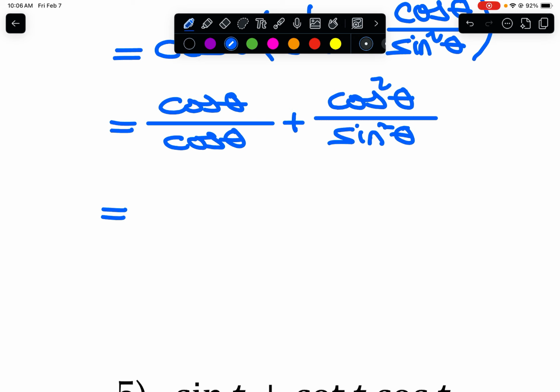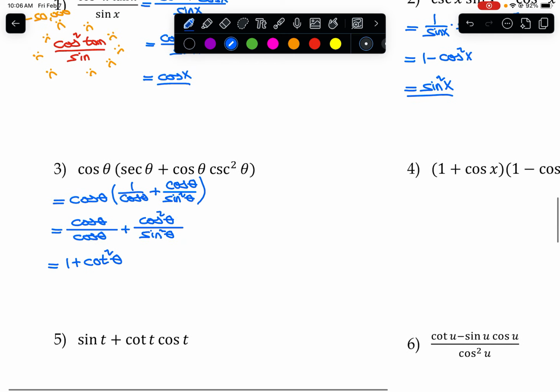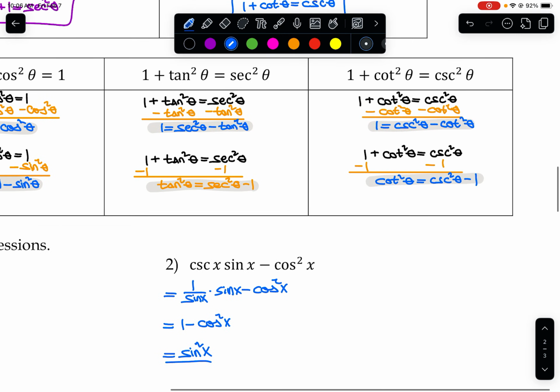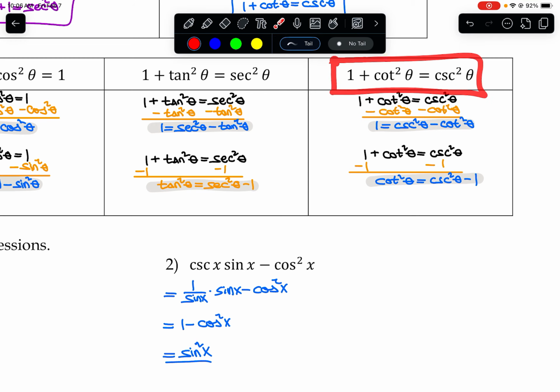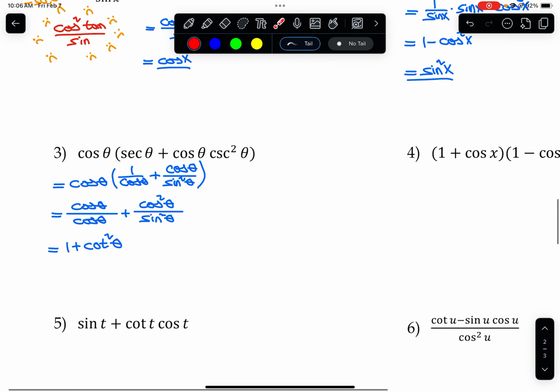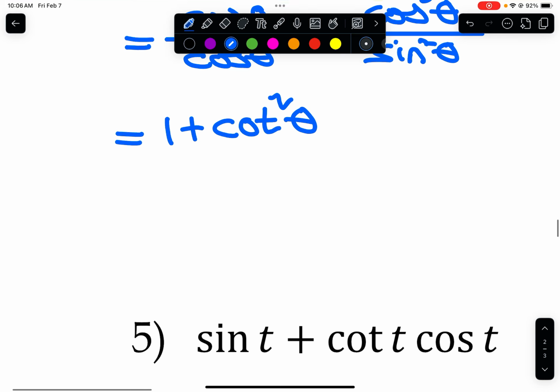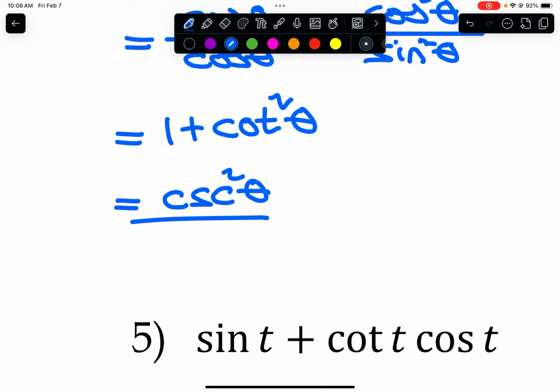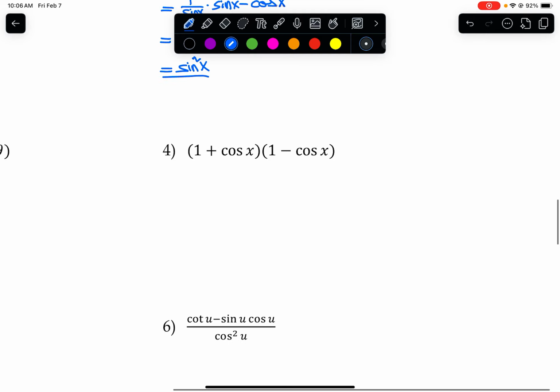Okay, and then this is going to be 1 plus, and then cosine squared theta over sine squared theta is going to be cotangent squared theta. And then 1 plus cotangent squared theta, that is going to be one of your fancy little identities over here. So 1 plus cotangent squared theta is cosecant squared theta. That's part of your Pythagorean identities. So 1 plus cotangent squared theta is going to be cosecant squared theta. Gross.